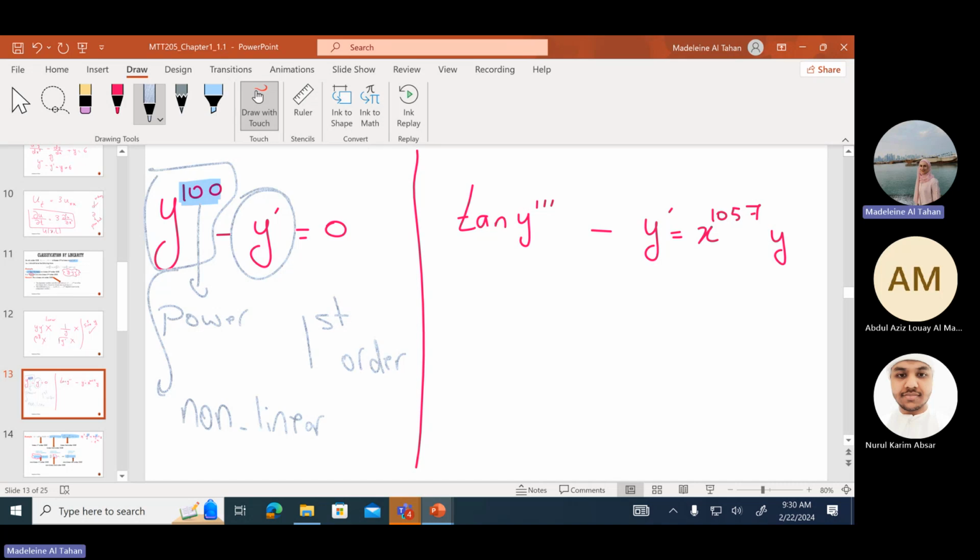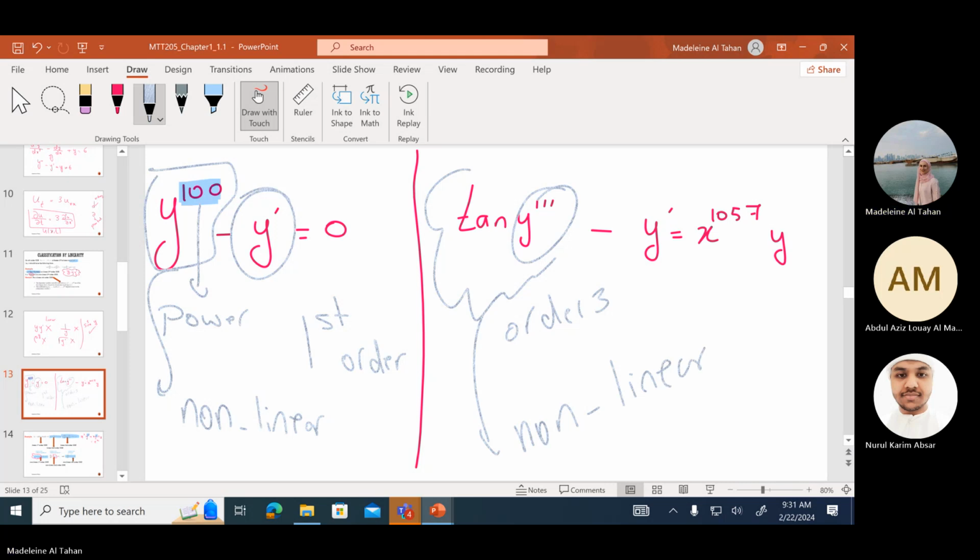Now the second one, what's the order? Do all of us agree that this is order 3? Where is our problem? Non-linear because the tangent is linked to the y or to the y through the prime. Questions regarding linearity, non-linearity, and the order of that.